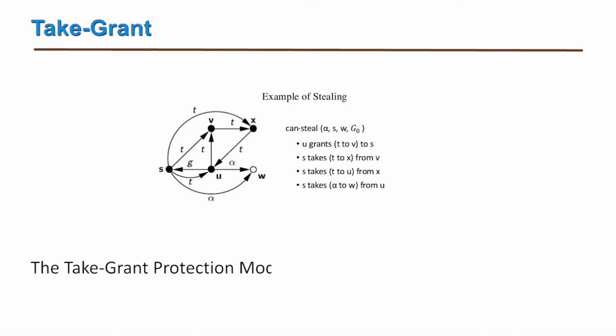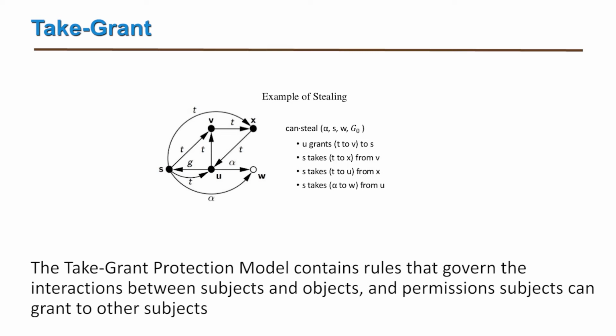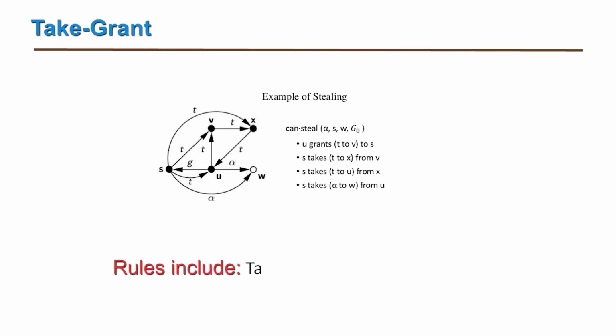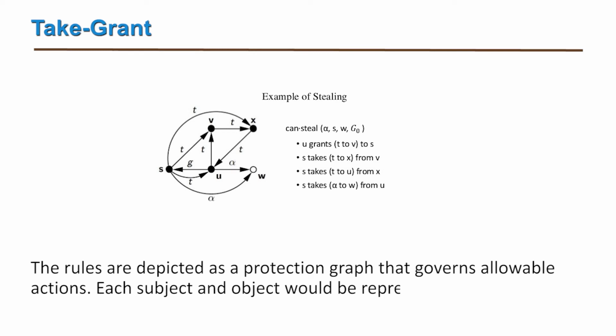The next type is take-grant. The take-grant protection model contains the rules that govern the interactions between the subjects and objects and the permissions subjects can grant to other subjects. Rules here include take, grant, create and remove. The rules are depicted as a protection graph that governs the allowable actions.